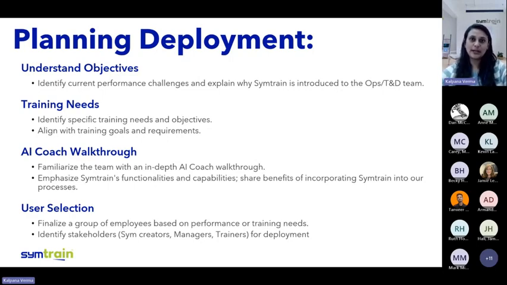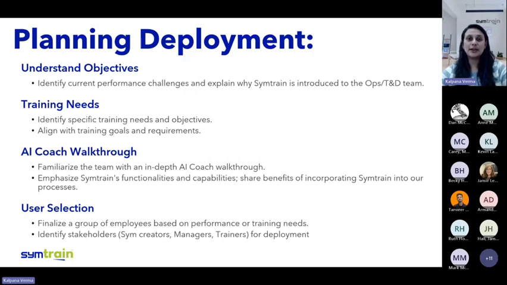And once you know that, okay, this specific average performer is facing a problem with upselling, what you can do is go ahead and create sims for them just for upselling, spot selling, or how to do objection handling. Those are the topics you can cover for them. Once you have done that, you would want to know who your stakeholders are. For sim creators, who are the managers, who are the trainers, who are going to help you with deployment.